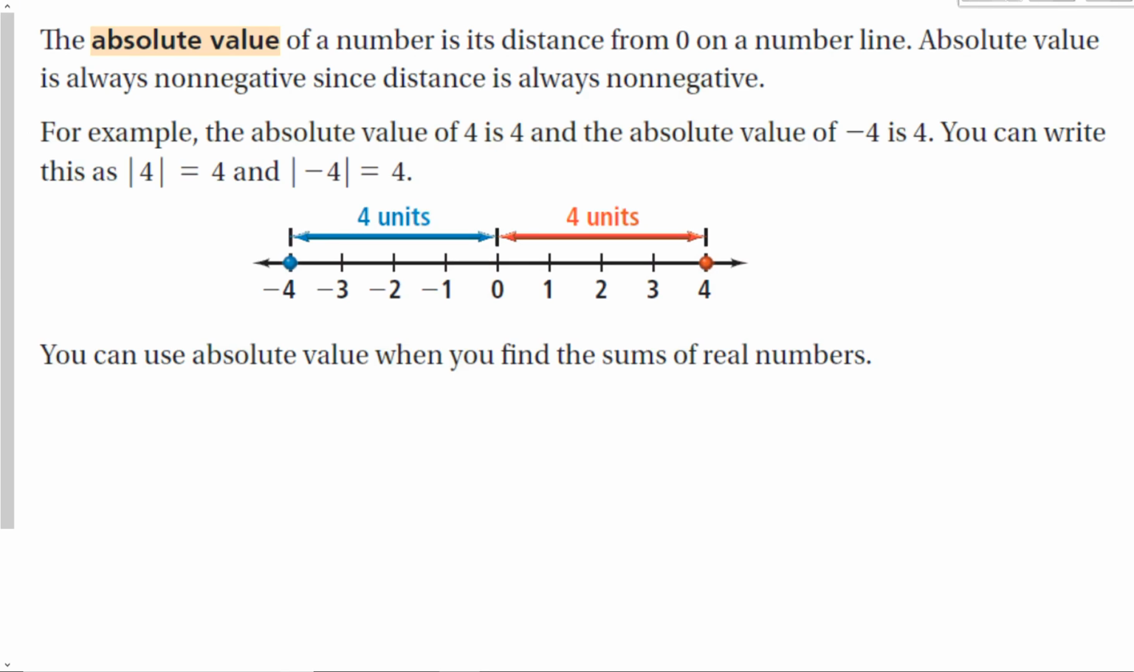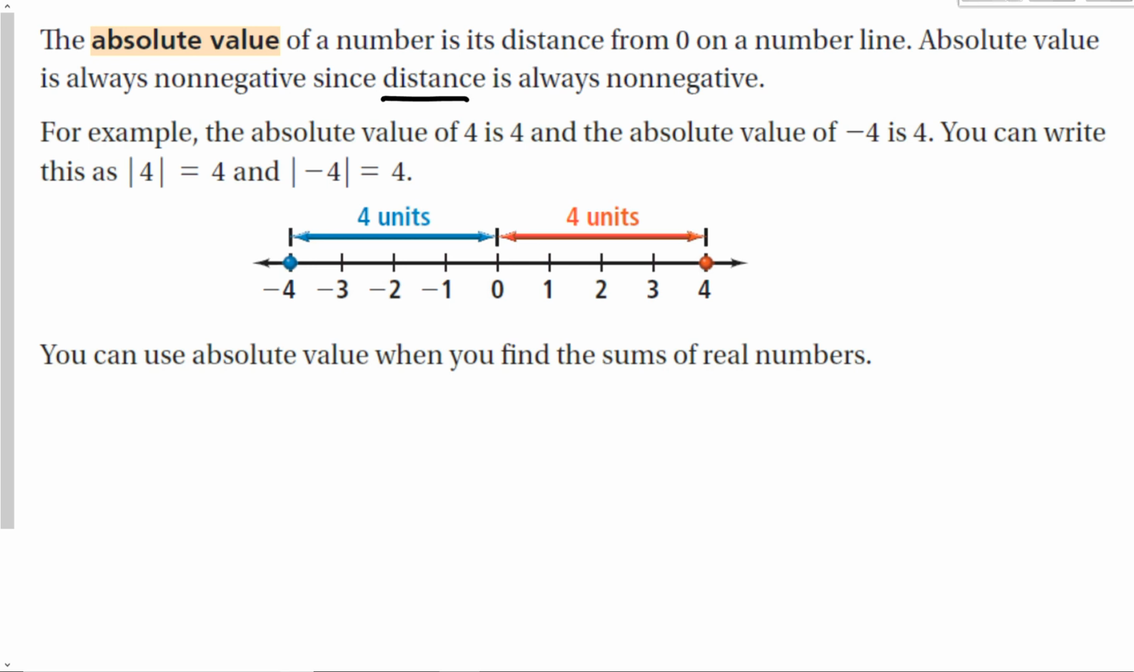Now let's try it with absolute value. Okay, so the absolute value of a number is its distance from 0 on a number line. Absolute value is always non-negative since distance is always non-negative. Okay, doesn't make any sense if you're measuring distance to say, oh, that house is -1 mile away. That doesn't make any sense. Okay, so when we're talking about distance, we're always talking about non-negative. We're always going to measure from the point we are to the point where we're going.